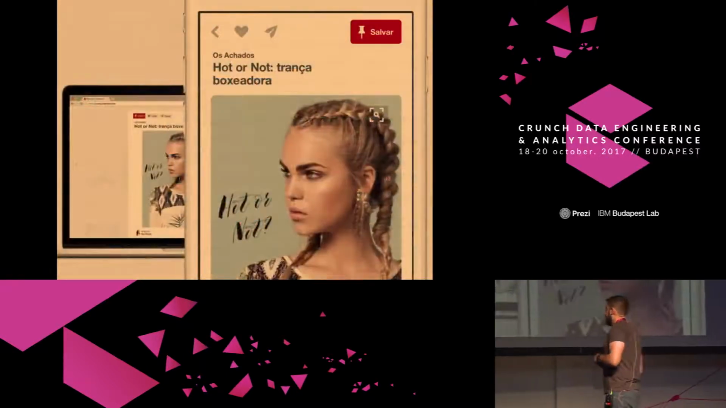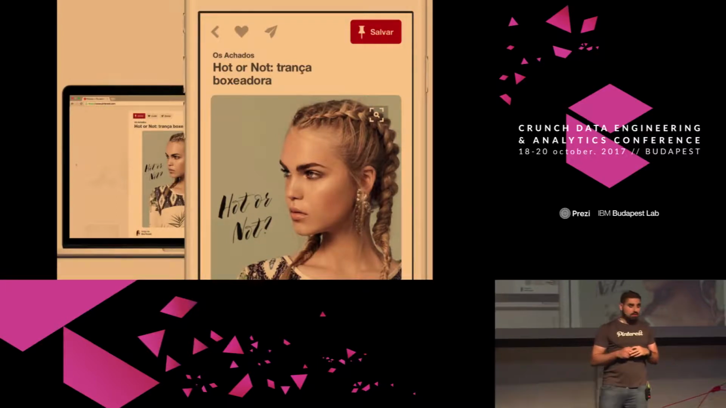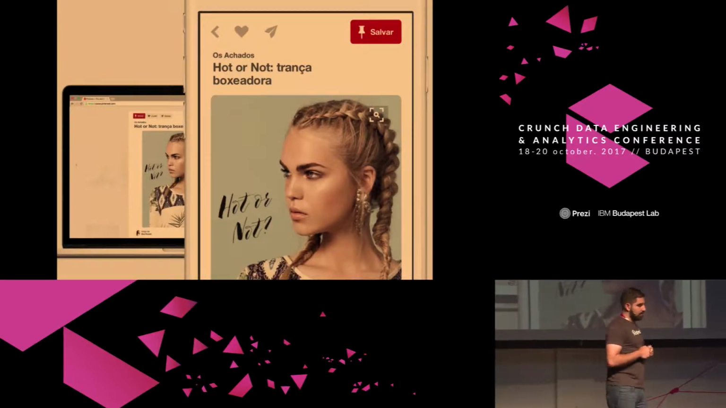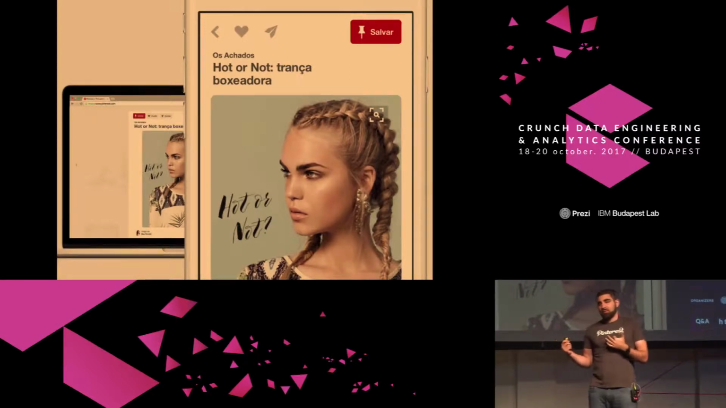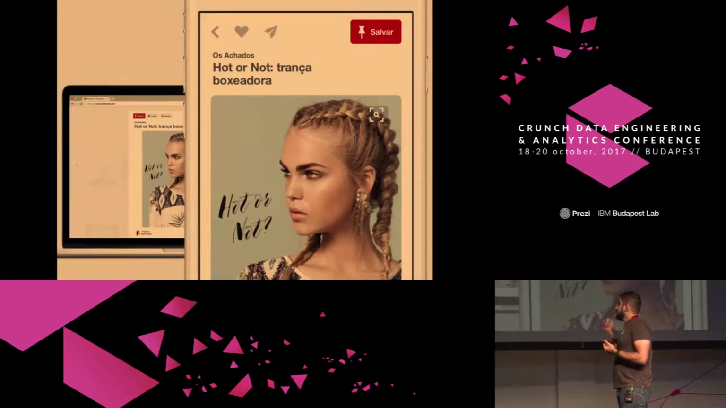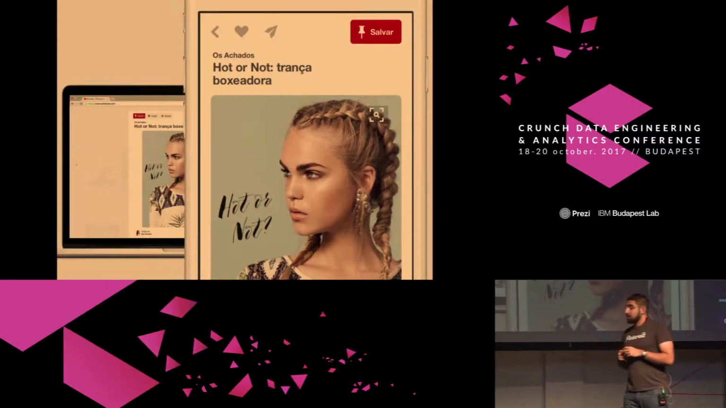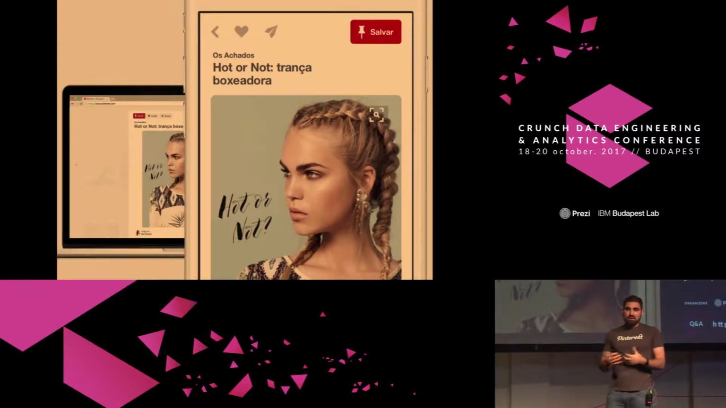So this platform gets used a ton. We ran 3,000 experiments last year, and some of the biggest decisions we made on the product, we used this experiment platform to decide on. A very concrete one was this experiment here, where we were using the word pinning to describe saving a pin. It was a very important thing to our brand.